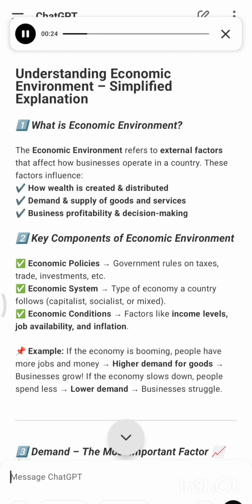Two key components of economic environment: economic policies, government rules on taxes, trade, investments, etc. Economic system, type of economy a country follows: capitalist, socialist, or mixed. Economic conditions, factors like income levels, job availability, and inflation. Example: if the economy is booming, people have more jobs and money, higher demand for goods, businesses grow. If the economy slows down, people spend less, lower demand, businesses struggle.